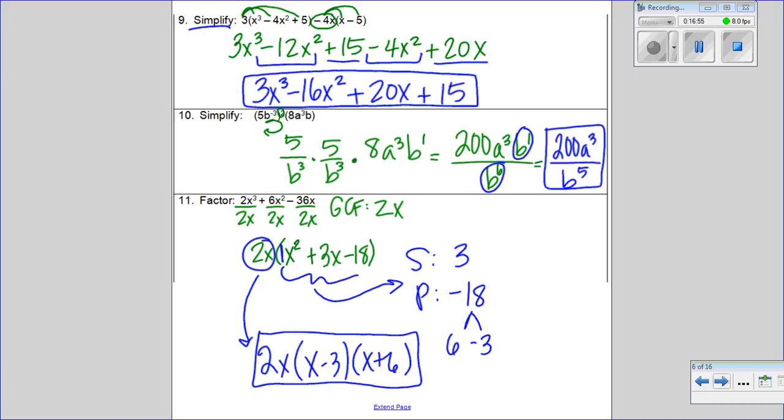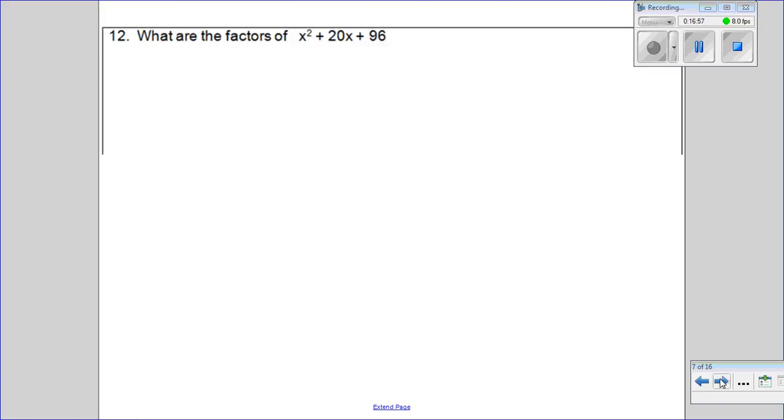Lots of factoring practice. Once again, what are the factors of x squared plus 20x plus 96? So there's a 1 right in front of here. My greatest common factor is none. So I can skip to sum and product.